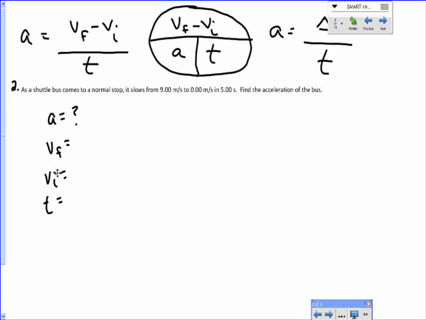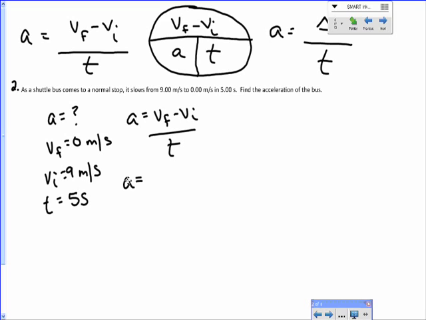Now, it slows from 9 meters per second to 0 meters per second. If you'll notice, our 0 meters per second is our final velocity because it says it slows from 9 to 0. And our initial velocity is 9 meters per second, and then it gives us the time of 5 seconds. Now, let's go ahead and write our formula in letters.